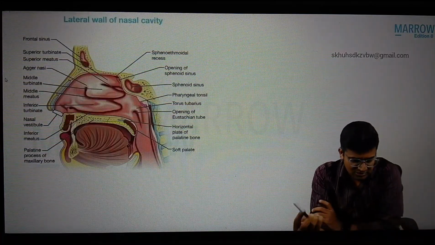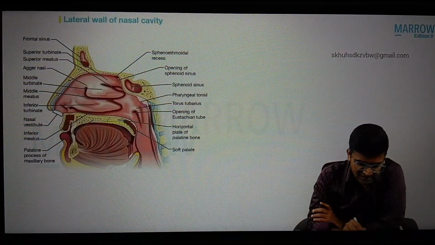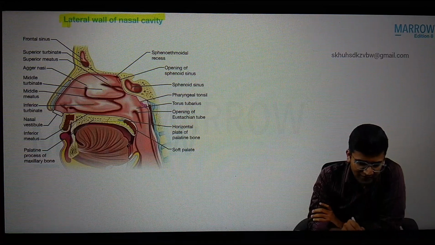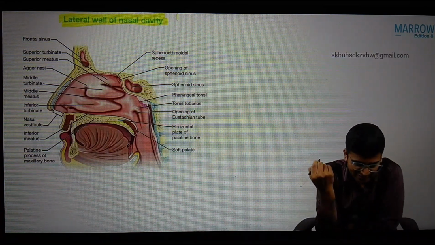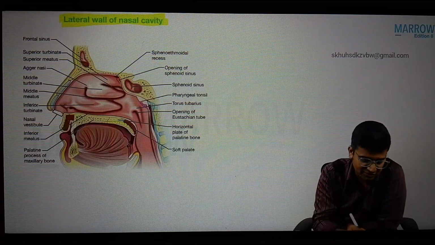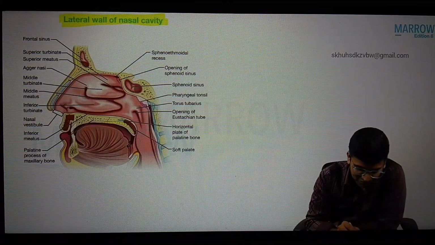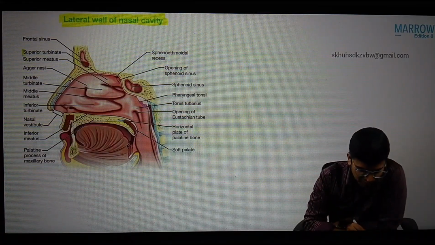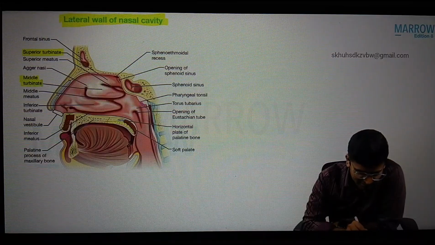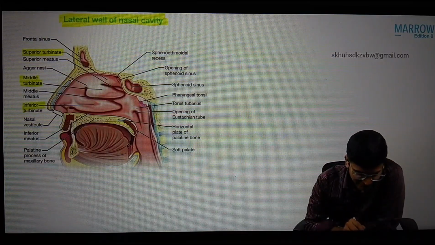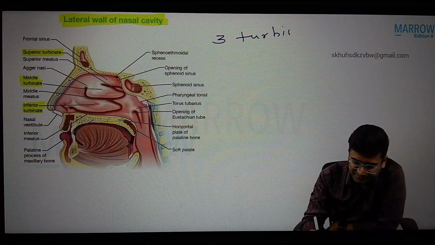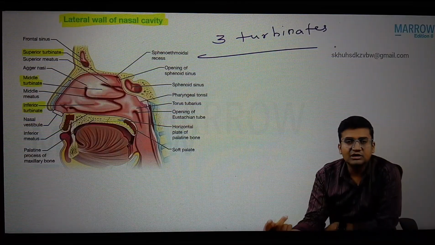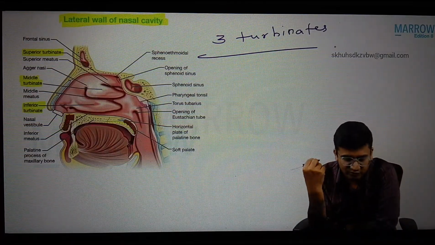So, now we're going to discuss the lateral wall of the nasal cavity. See, on the lateral wall of the nasal cavity, we have turbinates. Okay, so we have three turbinates: superior turbinate, middle turbinate, and inferior turbinate. So, we have three turbinates. Okay, right. So, you see some elevations in the lateral wall of the nose.